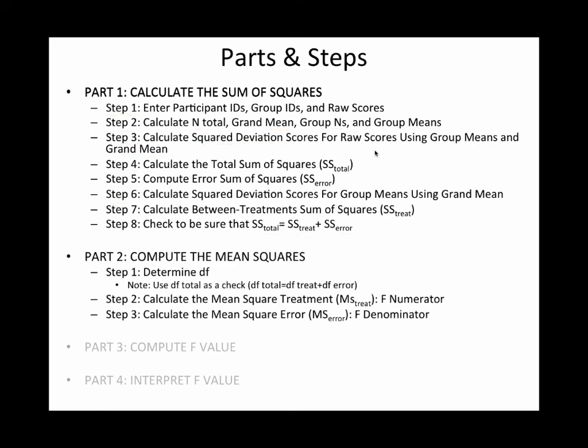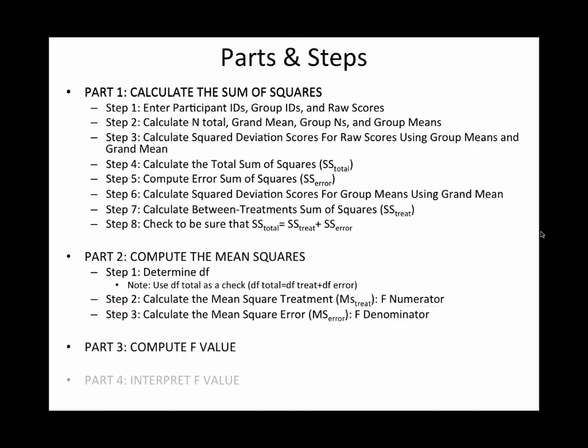Then in part 2, we compute the mean squares. So step 1 will be to determine the degrees of freedom. As you see, we will also use that opportunity to do a little mathematical check. Step 2 will be to calculate the mean square treatment. That will be the numerator for the F value. Step 3 will be to compute the mean square error, which will be the denominator.